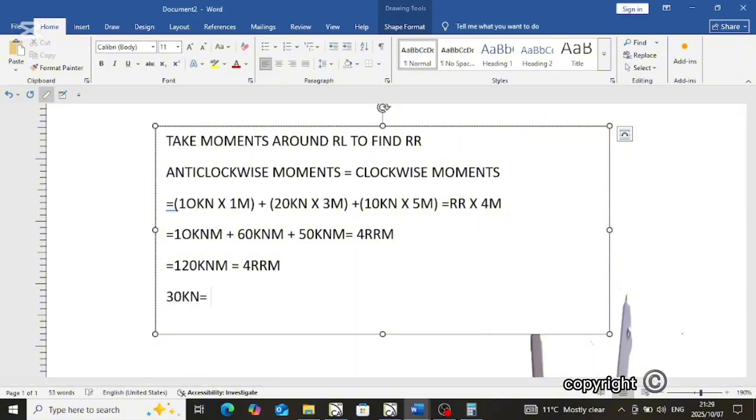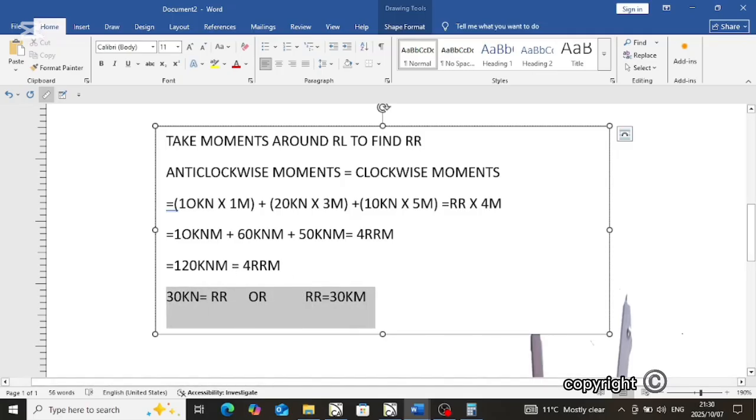So 30 kilonewton equals RR. We have to write it in a professional way. We can say RR equals 30 kilonewton. I will write it here, but it's the same; professionally we have to write it as RR equals 30 kilonewton.